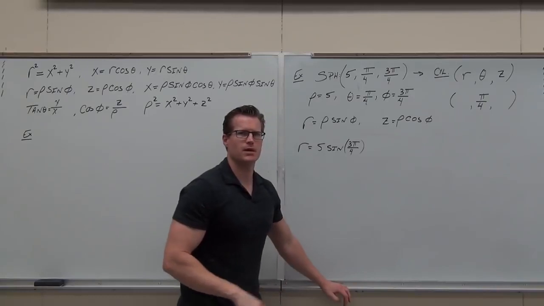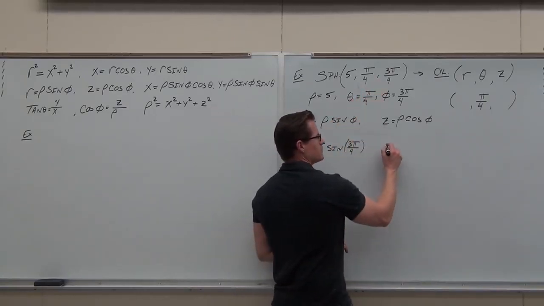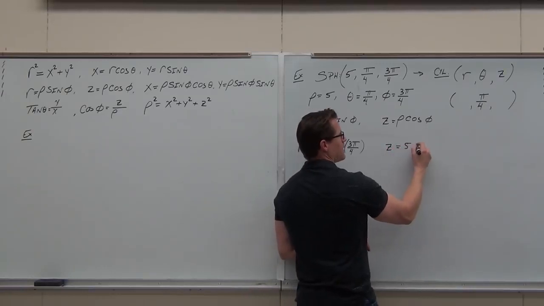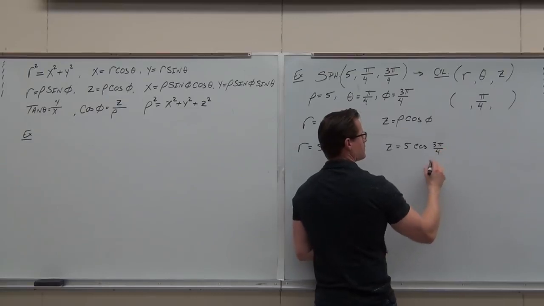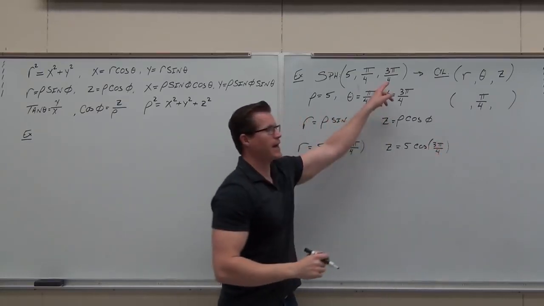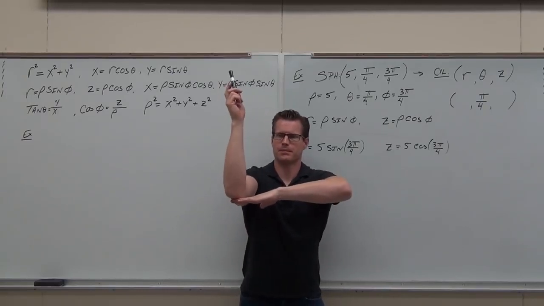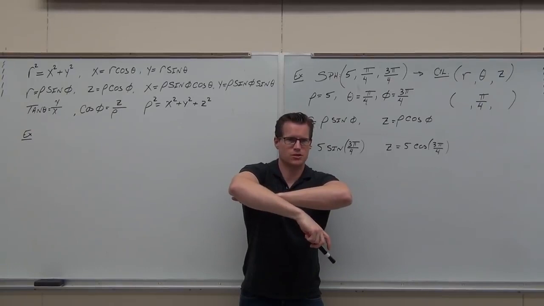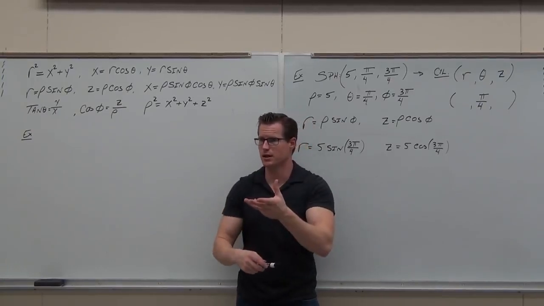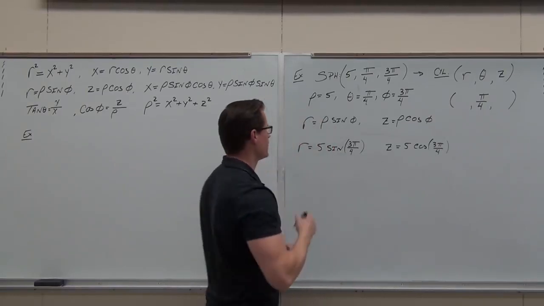Oh, hey, how about this? When we get to the Z, and you do 5 cosine 3 pi over 4, if that phi is 3 pi over 4, would you expect a positive z or a negative z? Negative. It should be a negative z. If we don't get that, then we've made a mistake. You guys starting to see the idea here. You can check your work if you understand the concepts.